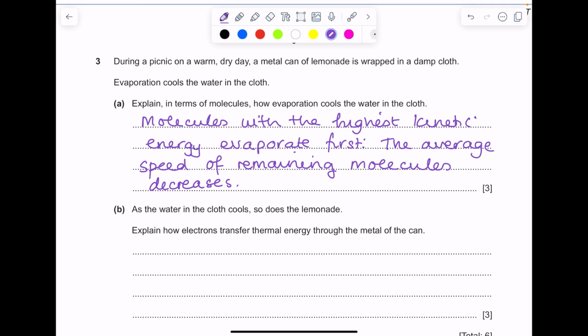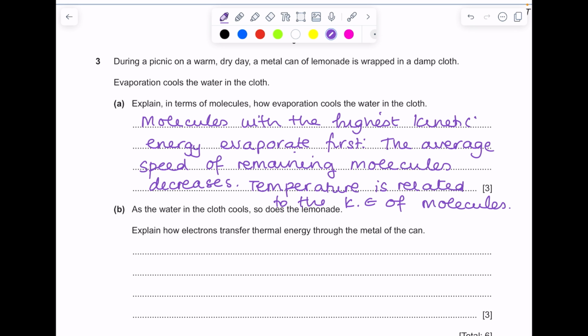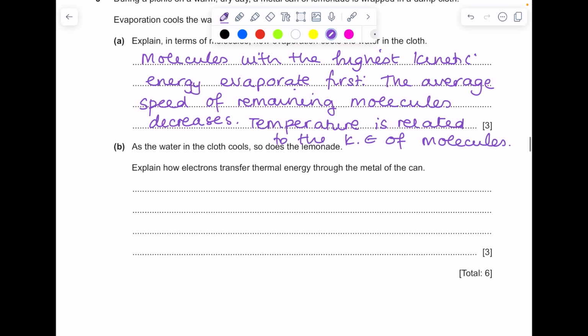And lastly, point out that temperature is related to the kinetic energy of molecules. As the water in the cloth cools, so does the lemonade. Explain how electrons transfer thermal energy through the metal of the can.